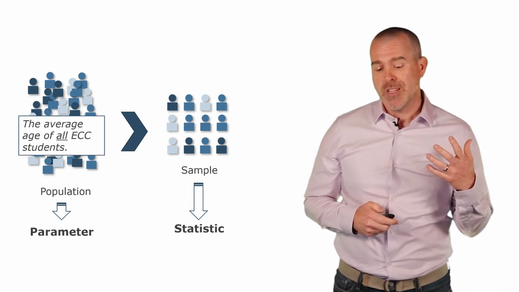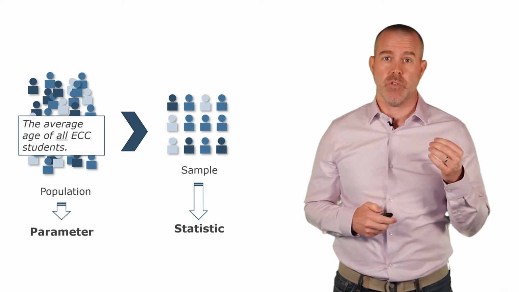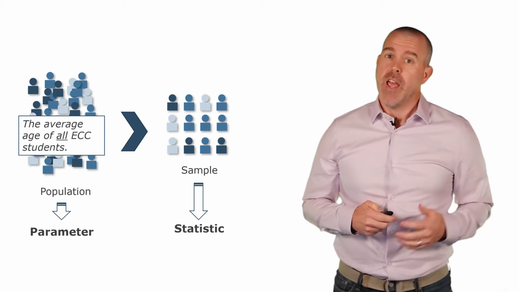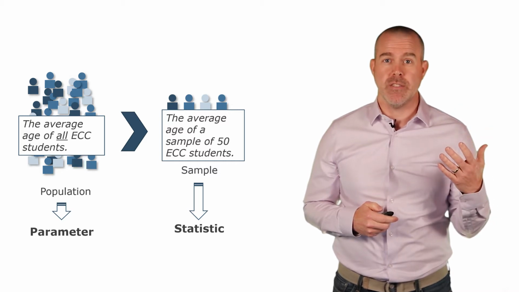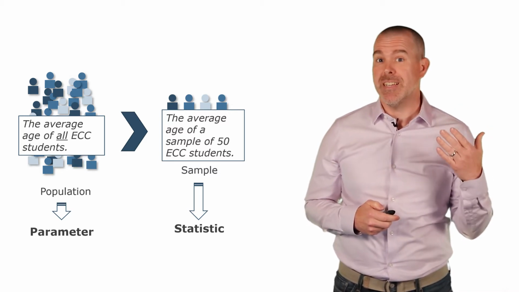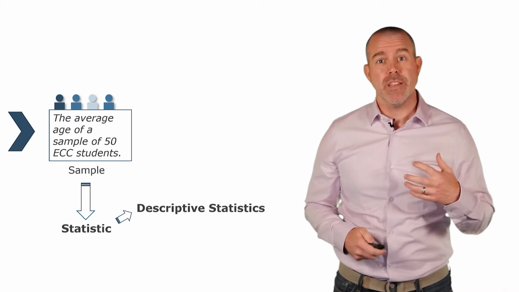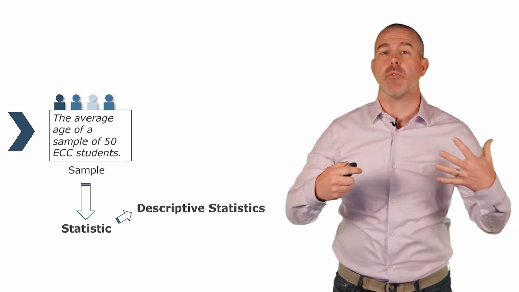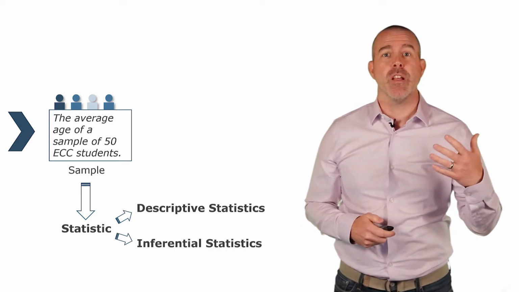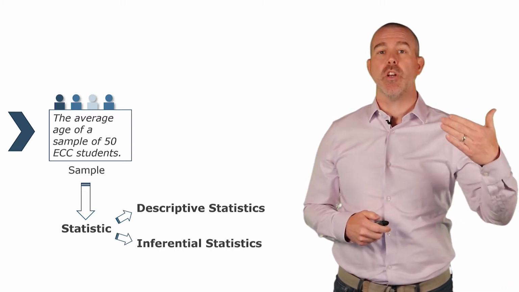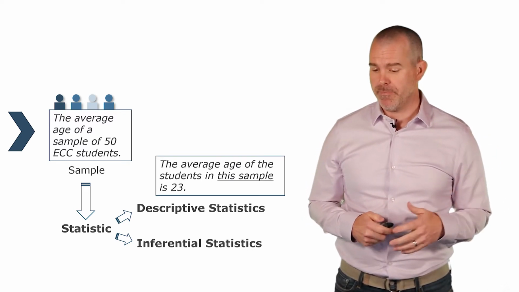For example, suppose we talk about the average age of all ECC students. Well, that's a parameter. If we talked about the average age of a sample, say 50 ECC students, that is a statistic. Now, there are two types of statistics. One is descriptive, simply describing this sample. Another is inferential. We're going to try to draw some conclusions about the overall population.